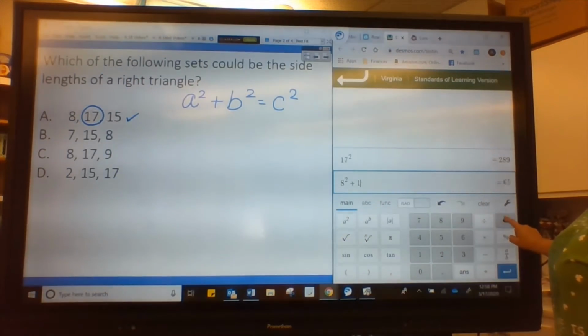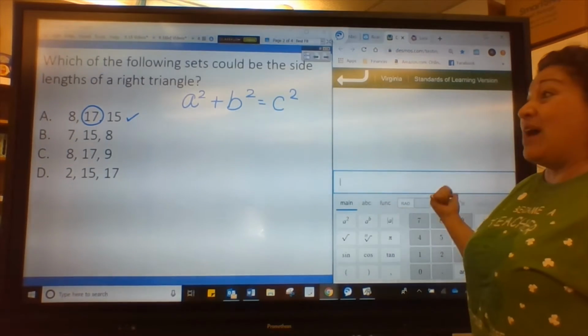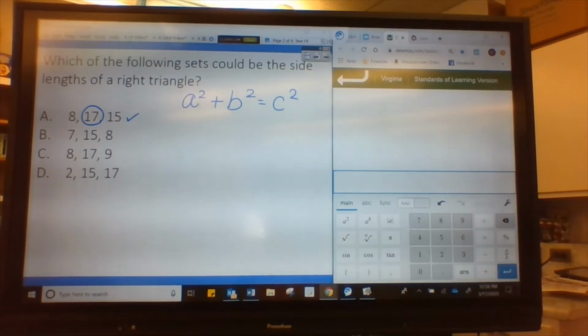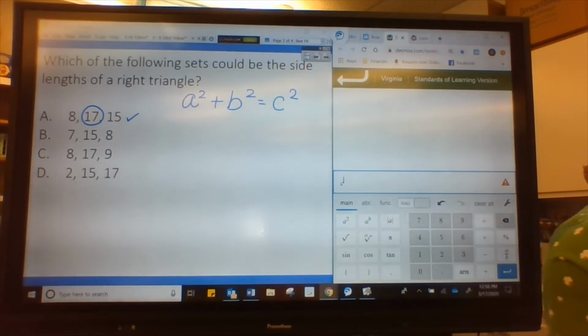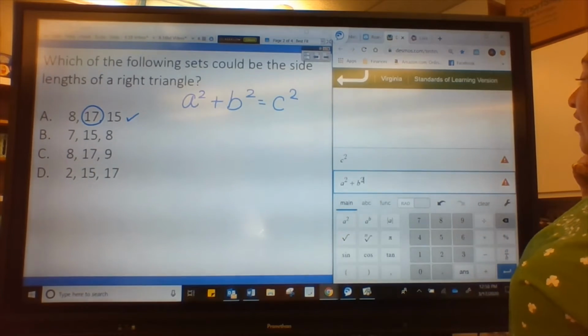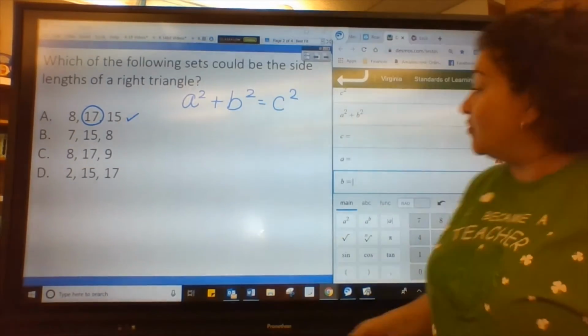Now, there is another way we could do it. We could do this way. Could you type it in the back? C squared. Oh, yeah. Okay, there's C squared. And then on the next line, we're going to put A squared plus B squared. Then on the next 3 lines, we're going to put C equals, A equals, and B equals.